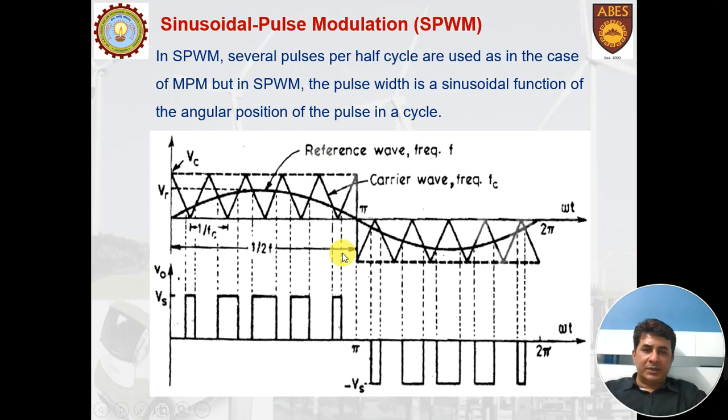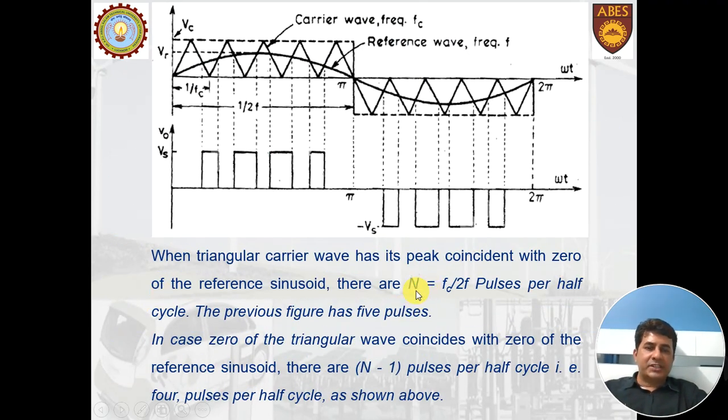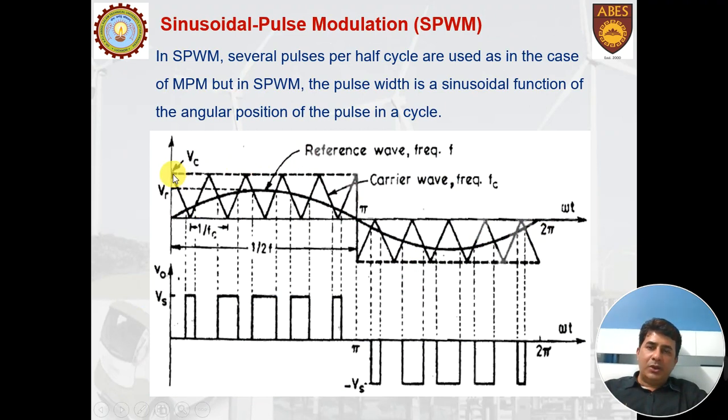Now, how many pulses you are going to get at the output can be calculated by a simple formula, which is given by n equals fc upon 2f, where fc is the frequency of the carrier wave and f is the frequency of the reference wave. So if the carrier frequency is 10 and this frequency is 1, the number of pulses will be 5. And this is the formula when the peak of this triangular wave is coinciding with 0. Like here we are getting 5 pulses.